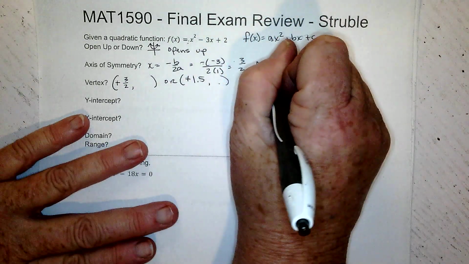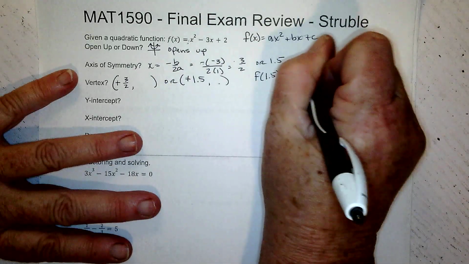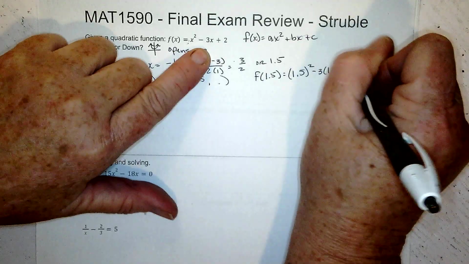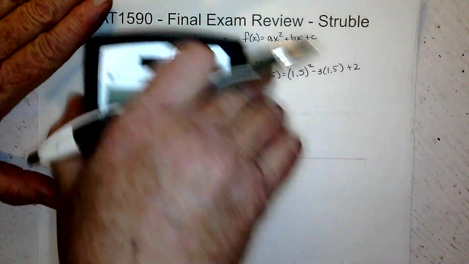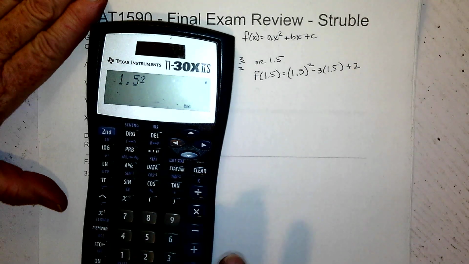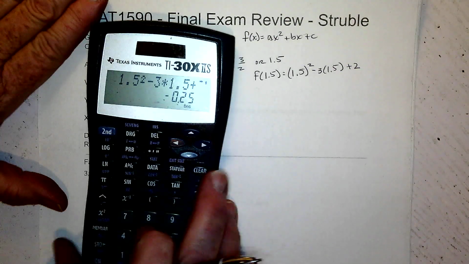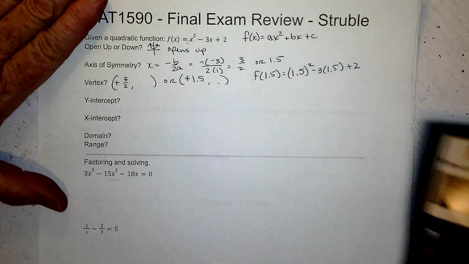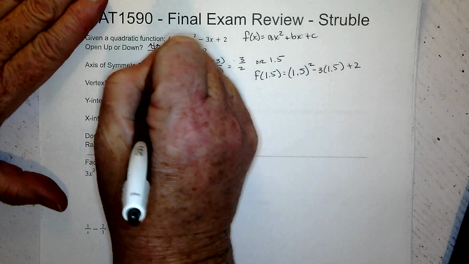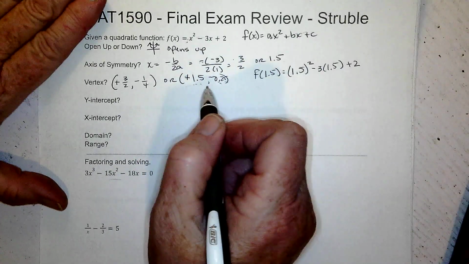So f of 1.5, let's try that and see if it works and gives us something nice and easy to deal with. 1.5 squared minus 3 times 1.5 plus 2. I'm just going to shove that in my calculator real quick. 1.5 squared minus 3 times 1.5 plus 2. Oh, fantastic. So negative 0.25, or you've gotten a negative 1/4 over here. All right, I'm going to just keep this as my vertex going forward.